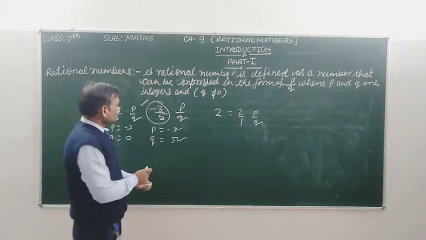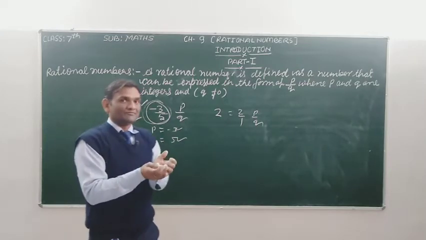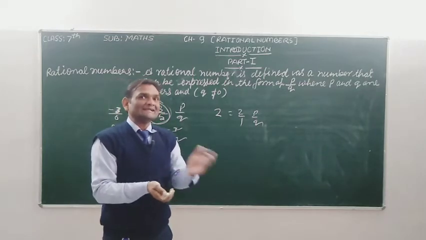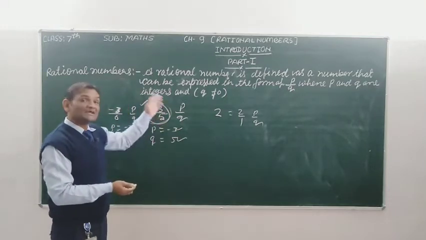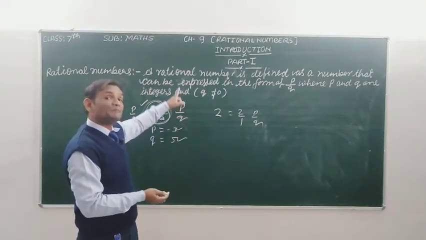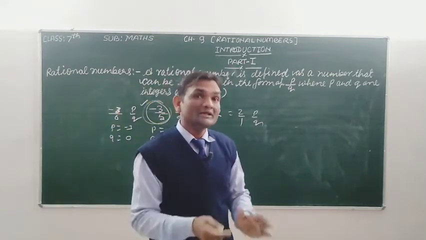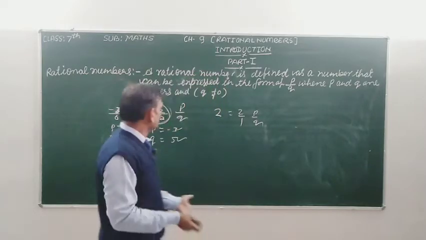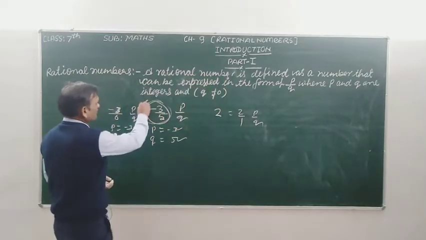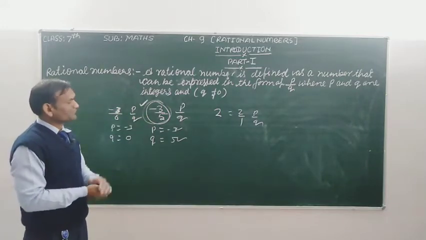So, students, the rational number is a big group of whole numbers and integers. Whole numbers and integers, both you can see in the rational numbers. But in the fraction, you can see only the whole numbers, not integers. So, students, I hope you have understood the difference between the fraction and the rational number.